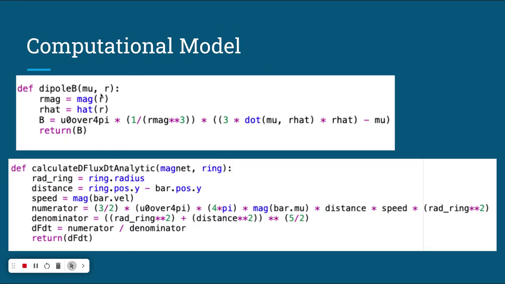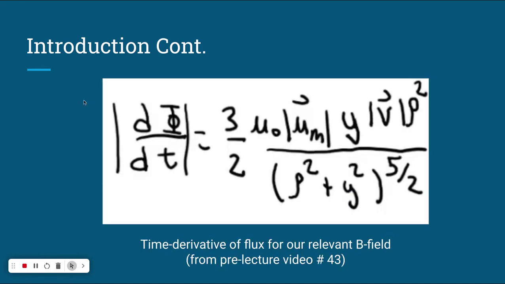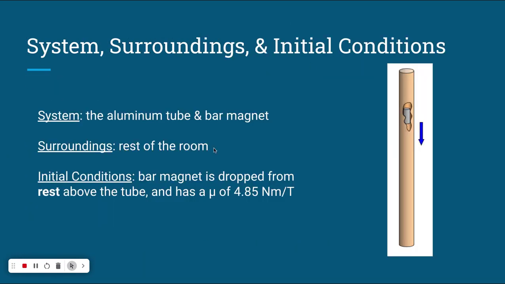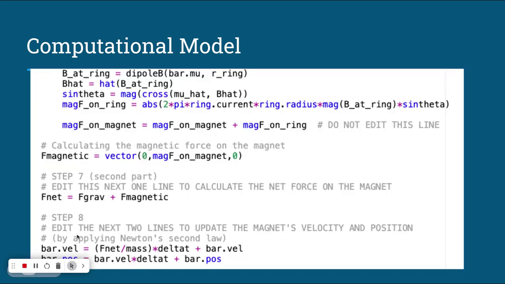The computational model. Here is some code. This is the code for finding the magnetic field, which we saw was this one. Then we have this for finding d flux, which is this whole thing. This is the derivative of flux over time. And this is how we went about finding the forces, finding the net force, and then finding the change in velocity and position.